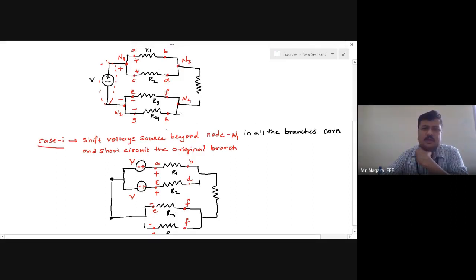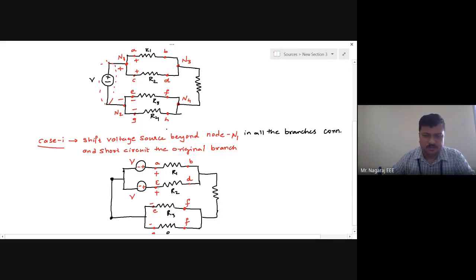Yes, sir. A terminal of R1 is positive with original connection. C terminal of R2 is positive with original connection. Now A terminal of R1 is positive. C terminal of R2 is positive. So here the things are taken care of. Then what about here? E terminal of R3 is negative. G terminal of R4 is negative. I should see this also.